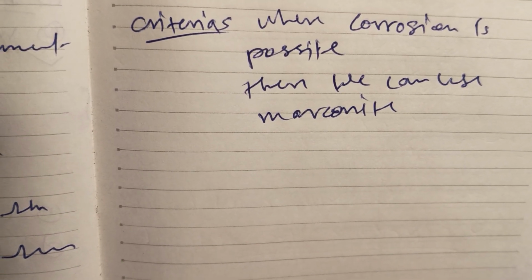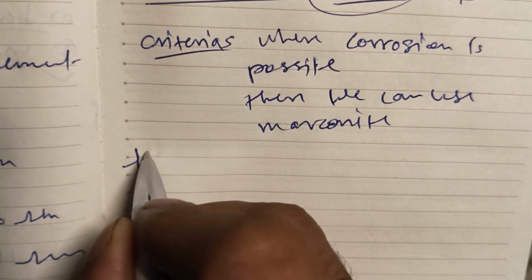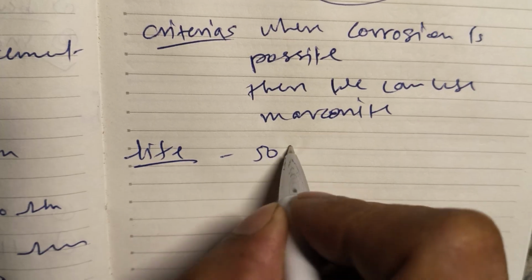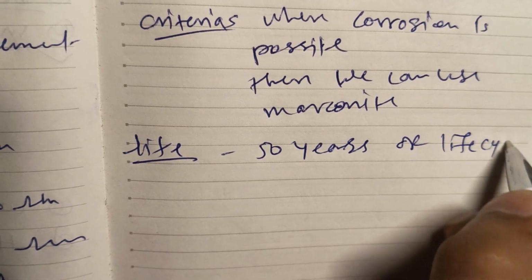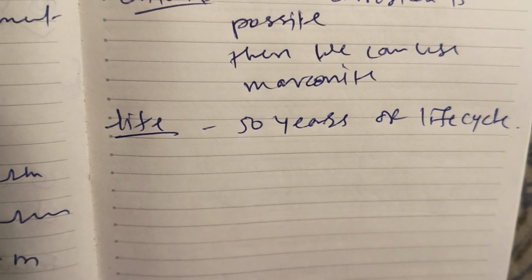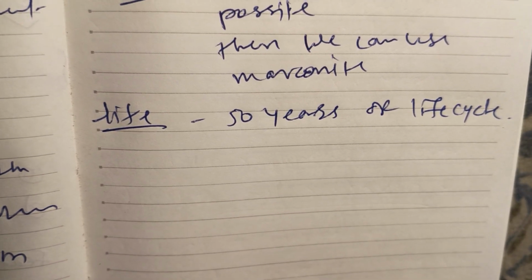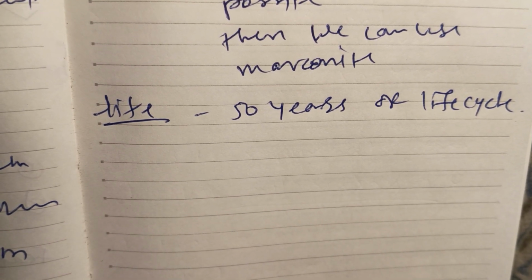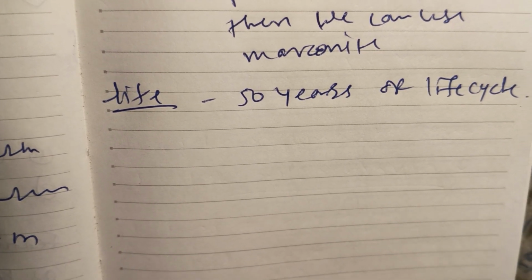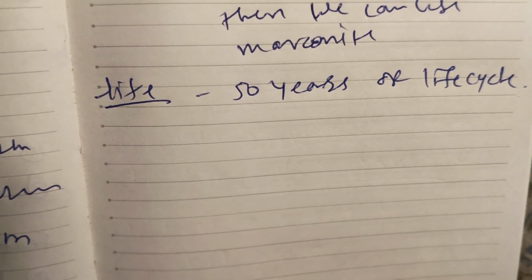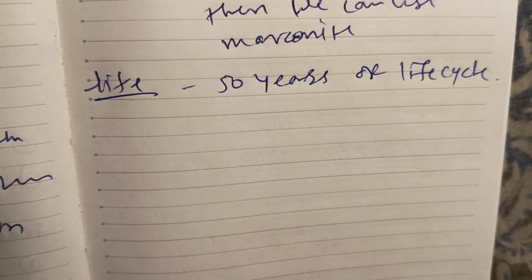Life: marconite has 50 years of life, a 50 year life cycle. Maintenance: absolutely maintenance free and does not need water for life. No need to remove, replace and recharge it in order to maintain the desired earthing resistance.